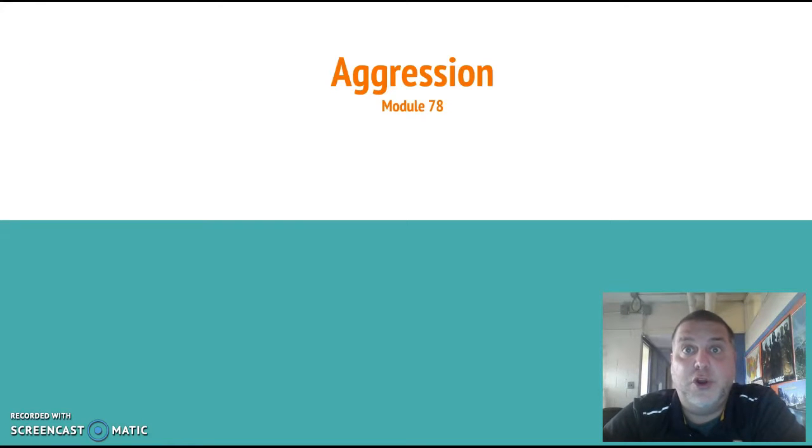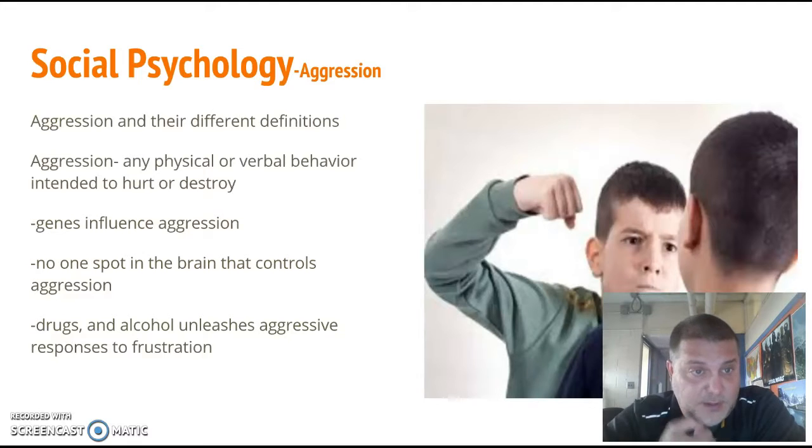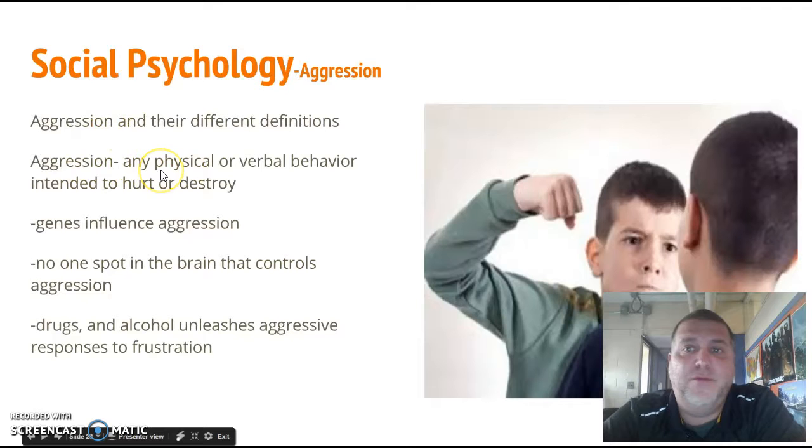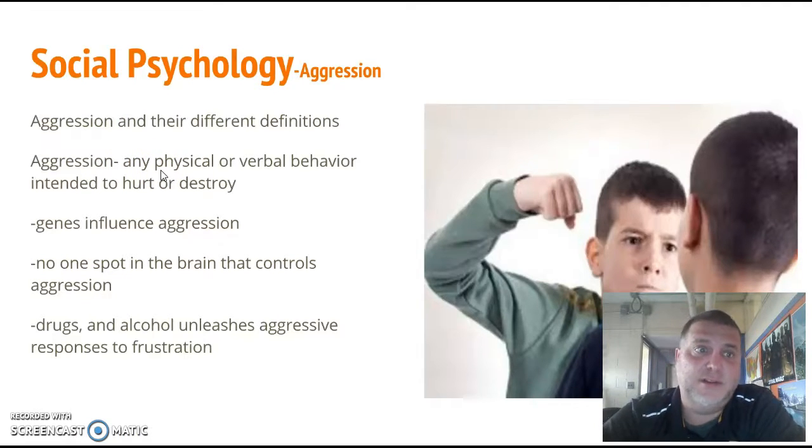Let's move on to aggression. Aggression has different definitions. Aggression is any physical or verbal behavior intended to hurt or destroy. I think I talked to you guys about abuse and how 1 out of every 5 children supposedly is a victim of abuse. They'll tell you right now that aggression is any physical or verbal behavior, so yelling or being mean to somebody in social situations is aggression.